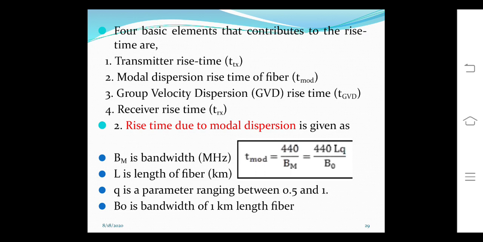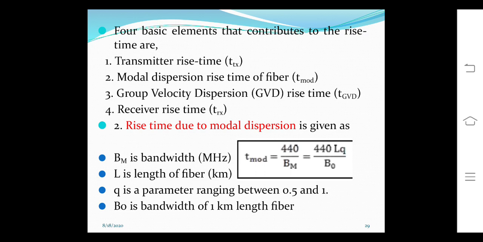The four basic elements that contribute to the rise time are the transmitter rise time, denoted by T Tx in the suffix, the modal dispersion rise time of the fiber, denoted by T mod, then the group velocity dispersion rise time, denoted by TGVD, and the receiver rise time, TRX. So these are the four rise times which we include in the system.